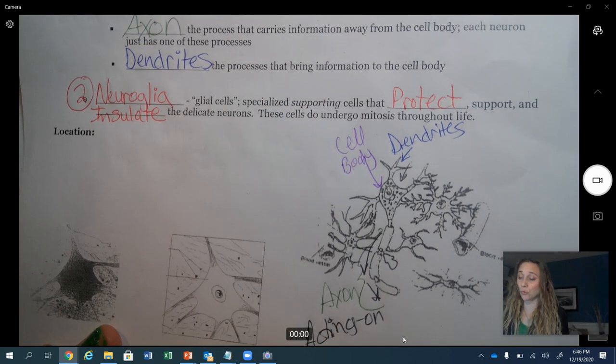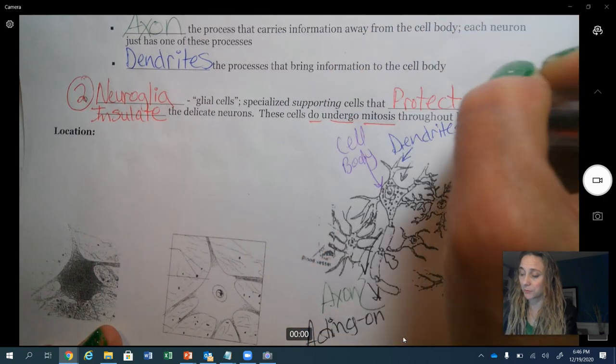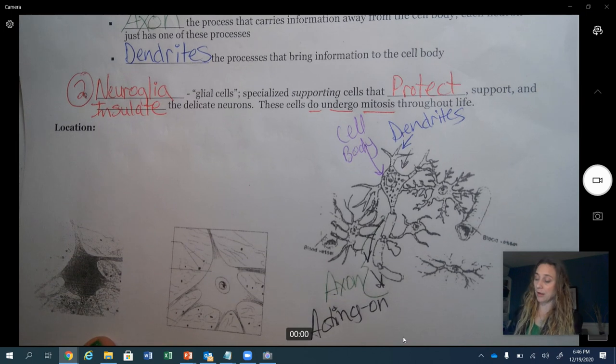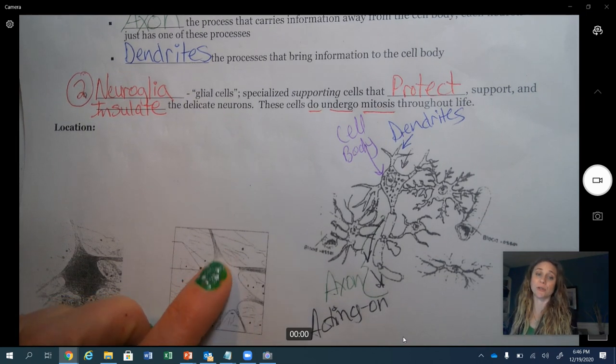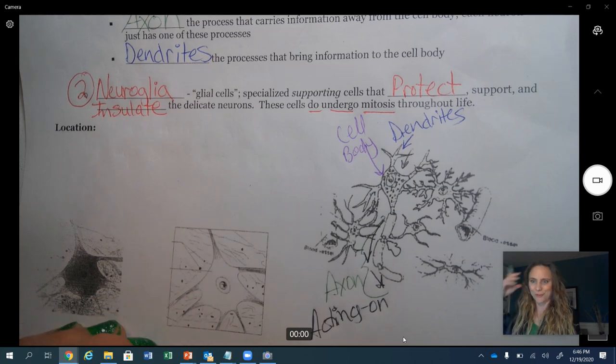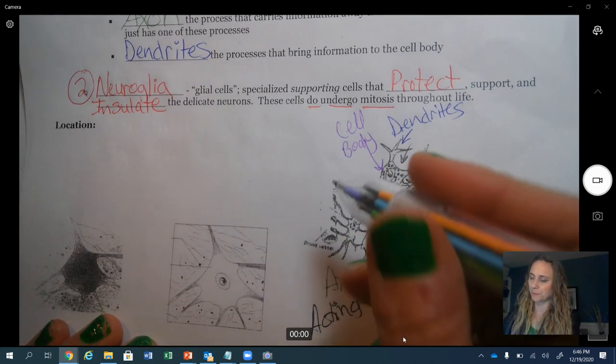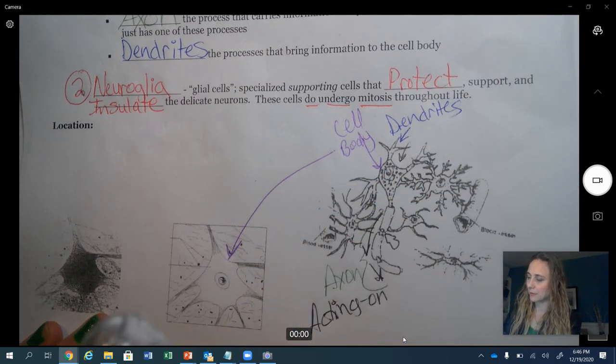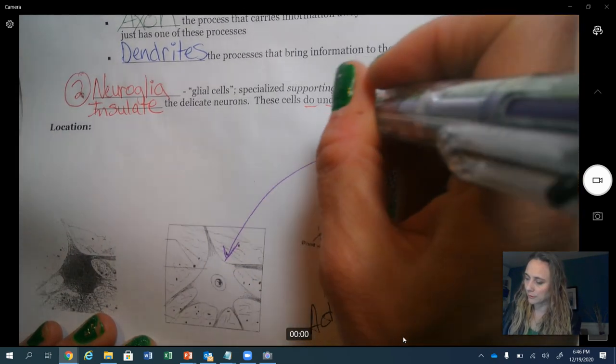Those cells do undergo mitosis, so they do repair themselves throughout their life. Okay, just not the neurons themselves. By the way, that picture of the microscope slide, when you see it, it'll look like a cell that's drawn out into long processes, like a big star or something like that. There's the dendrites. Try to color code these.